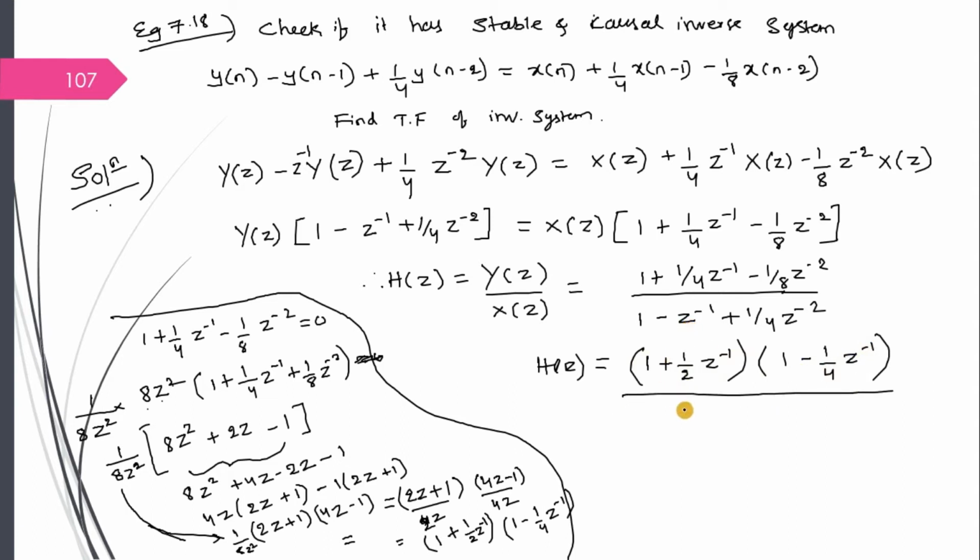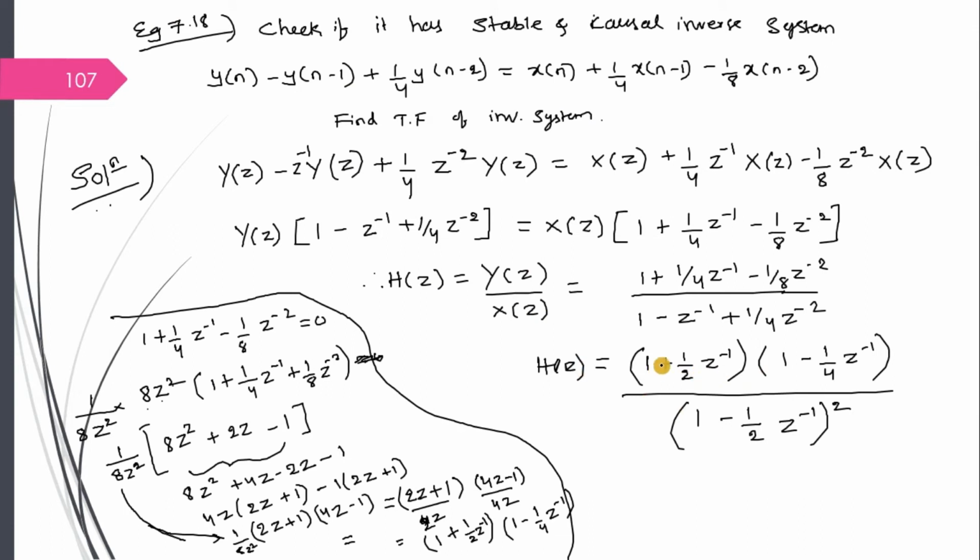So let me write the answer directly here. So you get it as 1 minus 1 by 2 z inverse whole square. You get it as like this, a minus b whole square form. So now I need to find H inverse of it. H inverse means write this in the numerator, this in the denominator. That's it. See, you remember this?